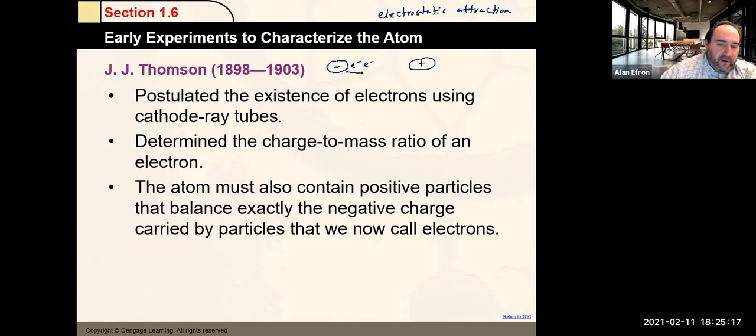So they're going to move away from the negative side and be attracted to the positive side here in the CRT tube. And what he was able to do with the CRT tube was determine what is referred to as the charge to mass ratio of an electron. So he was able to come up with the charge to mass ratio of an electron by using the cathode ray tube. And that's an important thing to know: charge to mass of an electron, discovered by Thomson.